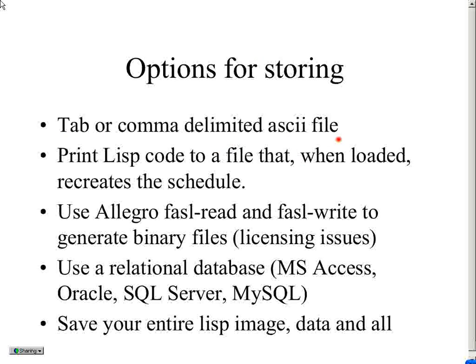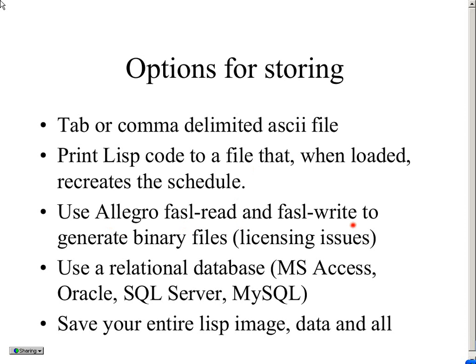One way is you can just have an ASCII file with the data, and in that case you must have some kind of delimiter, and you typically use the tab character or commas as delimiters. So when you read the file in, you find the tab characters or the commas, and that's how you know you've finished reading one kind of object. Another way is that you could print Lisp code to a file, which, when loaded, would recreate the schedule. So you would be printing a lot of make-date or make-datetime forms and things to set up the schedule, almost exactly the forms that you typed in when you set up your application and created them online.